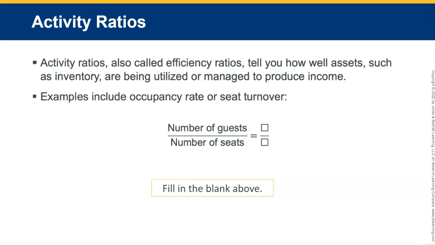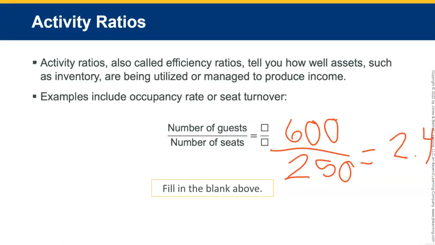Examples include occupancy rate or seat turnover. So the formula is the number of guests divided by the number of seats. So let's use the following numbers for this formula for the seat turnover. Let's say I have 600 guests that came in for dinner last night, and the dining room has 250 seats. The seat turnover would be 2.4, which means that each seat was used a little more than 2 times by guests during that period. So you're taking the 600, which is your number of guests, the 250, which is the number of seats, and simply dividing it to get 2.4.